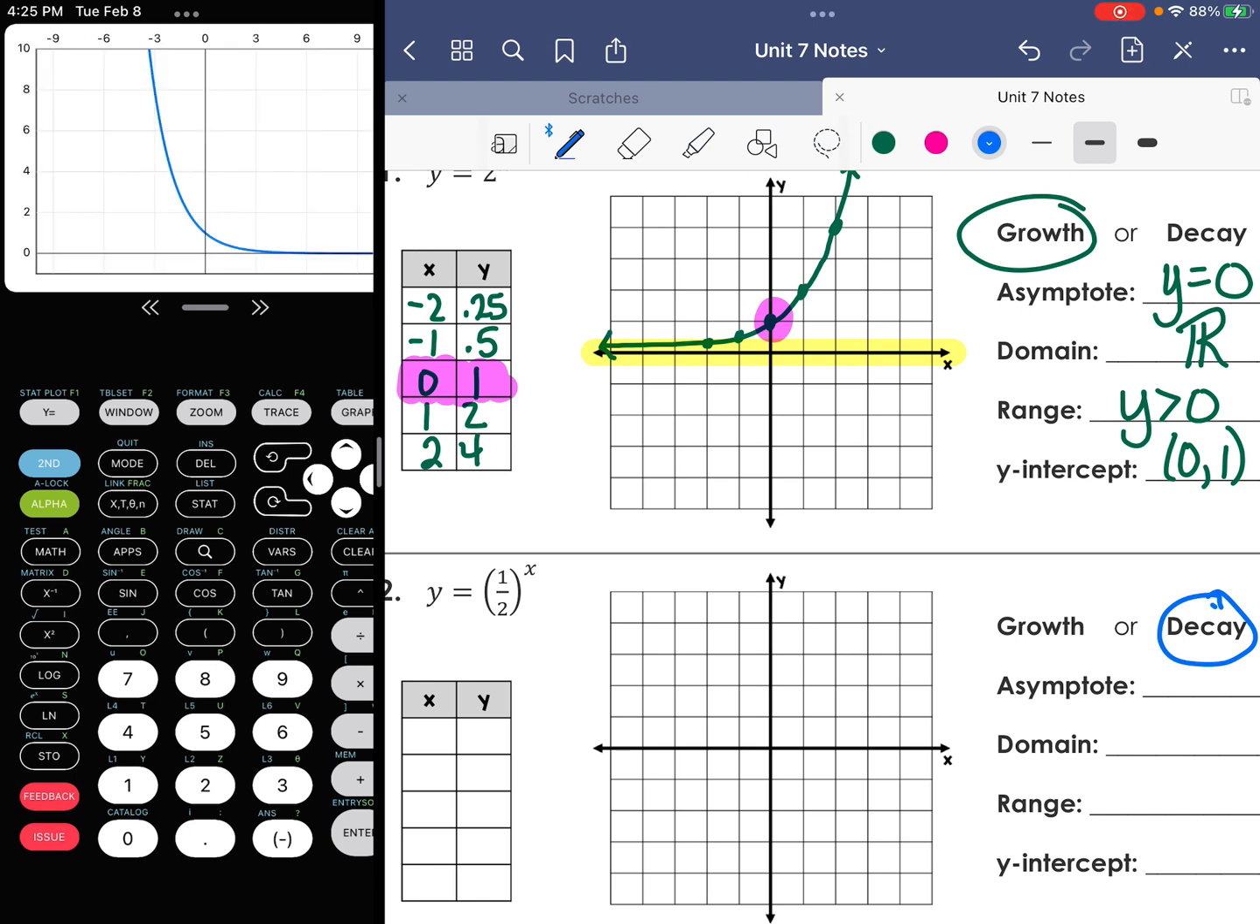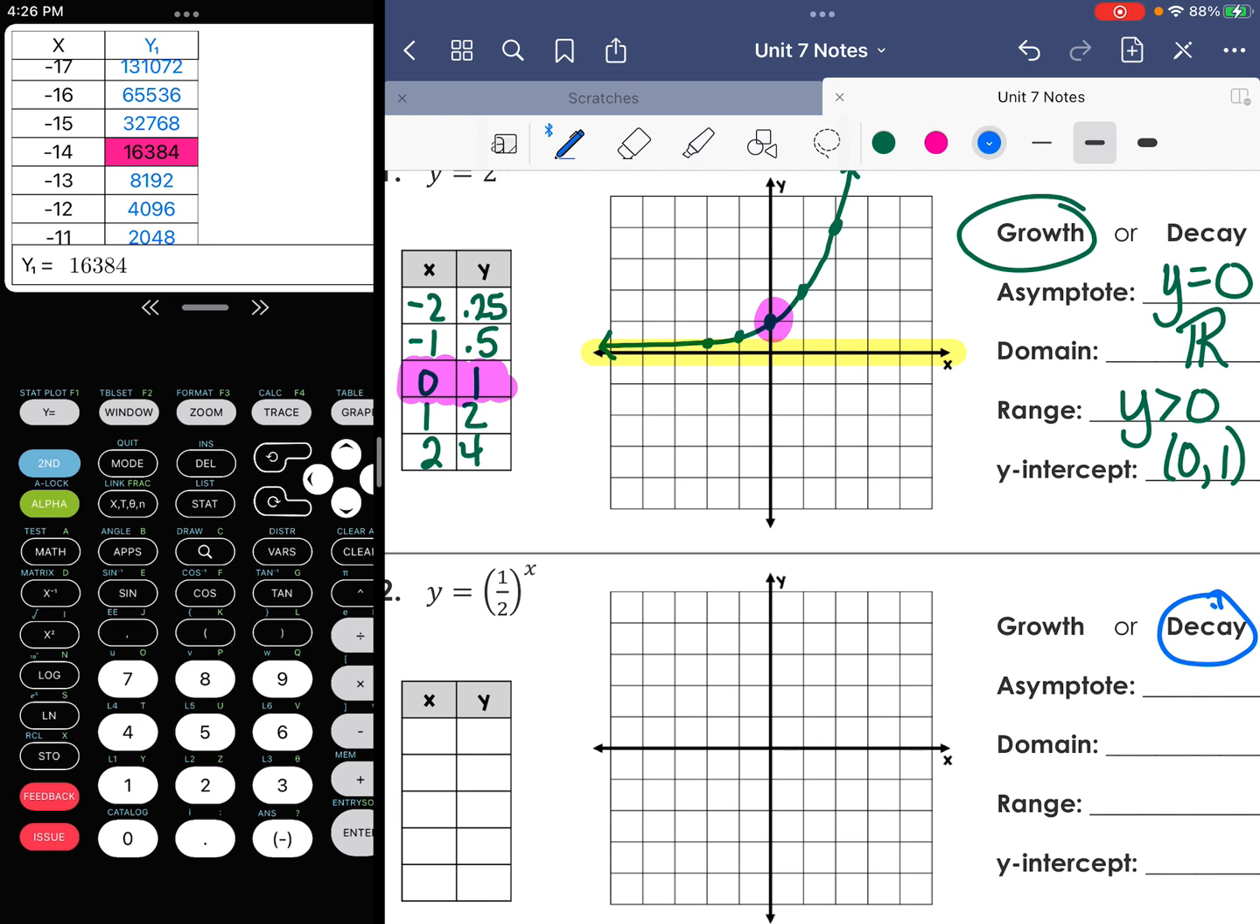So when we graph this one, you can see that it's coming down. It is decaying. It starts out on the left up really high, and then it's going to go down and get flat at 0. So if we look at this table, it's the opposite of the other one. See, these negative numbers are now really, really big. And as we go down, after we pass 0, we're getting closer and closer to y being 0 without ever touching 0. So again, we can use -2 to 2.